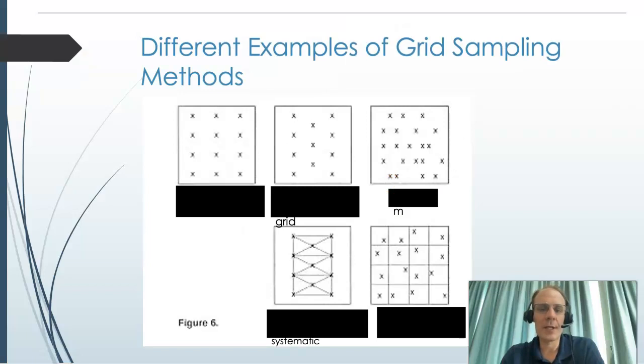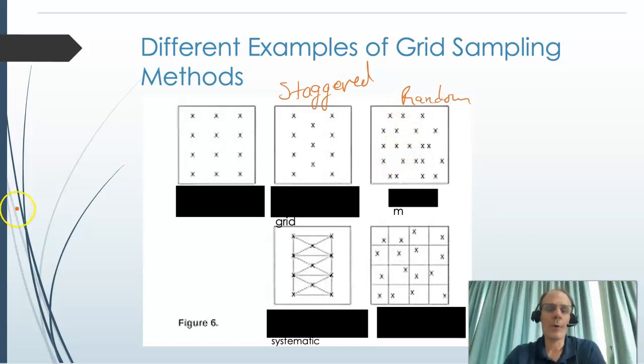Also, these grids can look different. They can be evenly spaced, as you can see here, or they can be what we call staggered, where they're more equal in distance from each other, or they can be random. Most common grids are going to be even spacing or staggered, the two common ways that we soil sample on a grid.